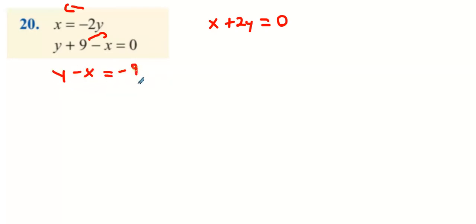equals minus 9. Now we don't like the x, we like the x at the front, so I'm going to bring the minus x in front. Note that it doesn't change sides, so it doesn't change its sign. This is a plus y, so I'm going to put the plus y here, and that equals minus 9.